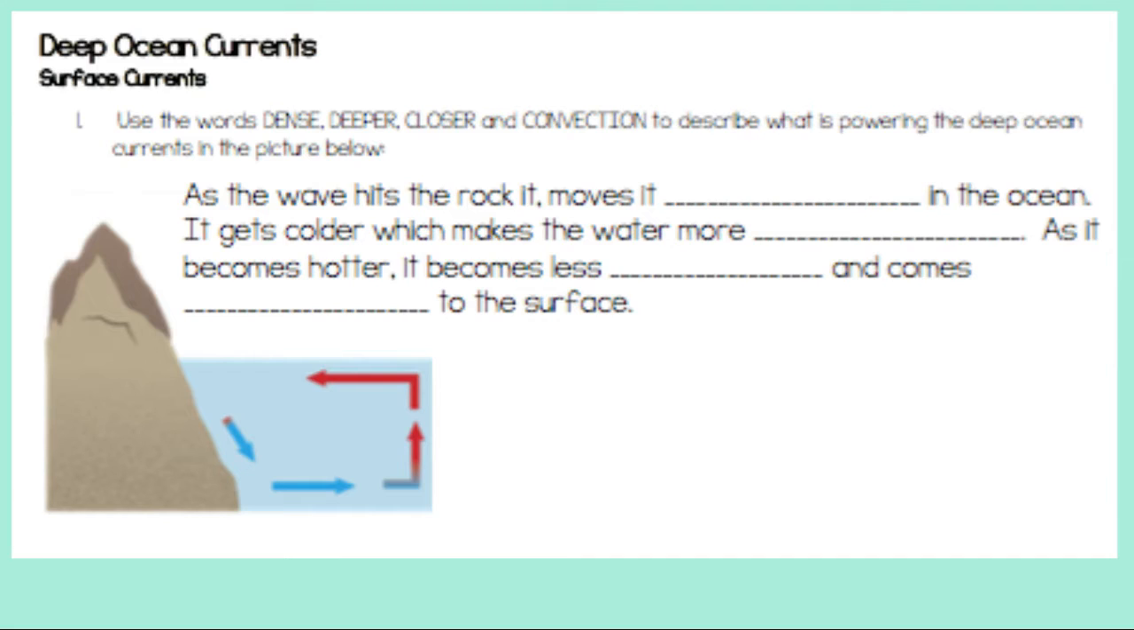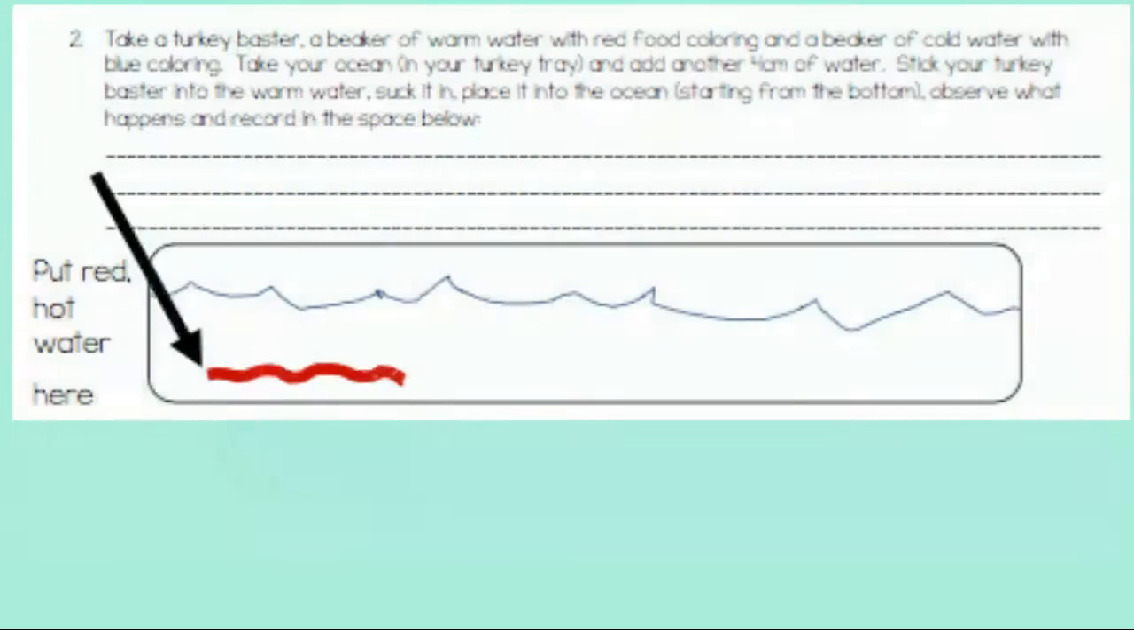As waves hit the rock, it moves the water deeper in the ocean, and we see that with those arrows pointing downward. It gets colder, which makes the water more dense. As it becomes hotter, it becomes less dense and comes closer to the surface. So we didn't use any convection. It was kind of a tricky word in there. Those are the answers for that particular section.